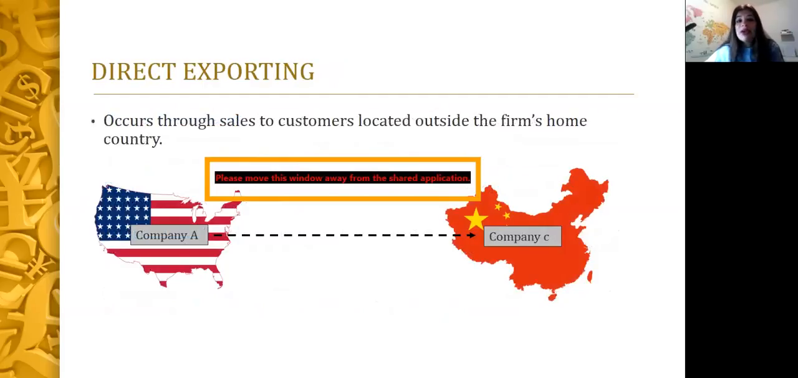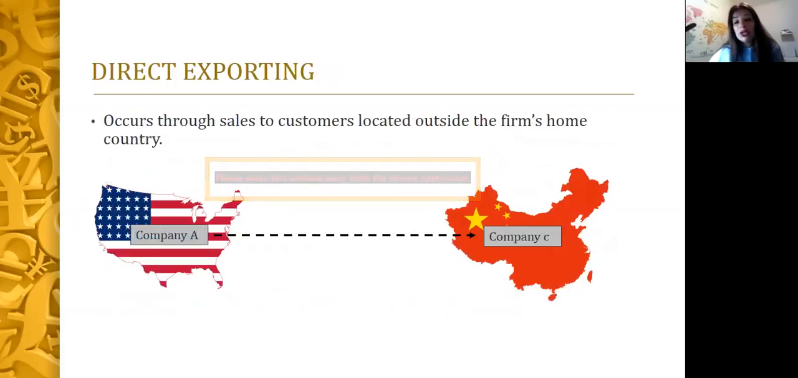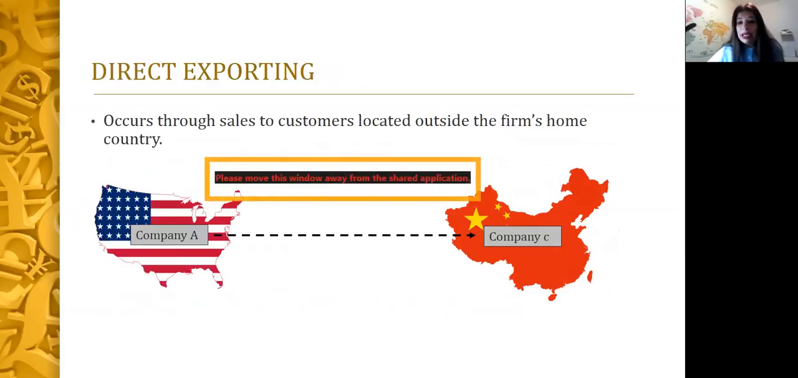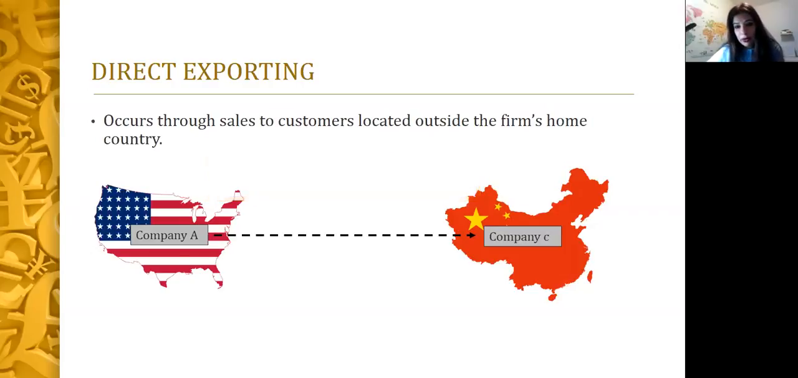Let's move on to the direct method of exporting. So we have another representation here. As you can see, there's a company A situated in the United States, and it is directly exporting to its customer in China. There are no intermediaries involved, and company A can have a distributor appointed in China to sell its products to its Chinese customers, or they may decide to open up a branch office in China. They might lease some office space and get in touch with the Chinese customers directly. So that's another way of entering into the foreign markets.